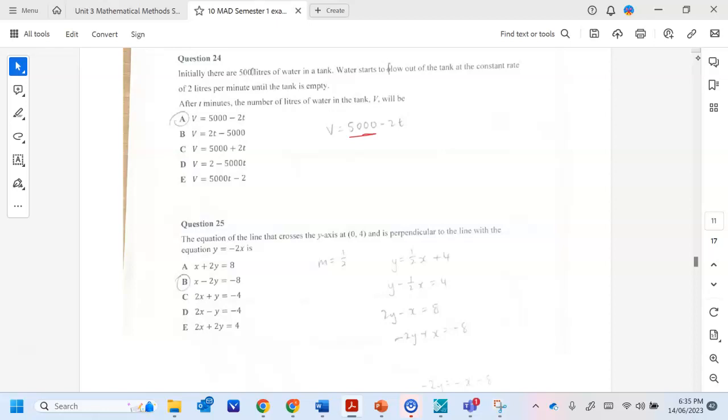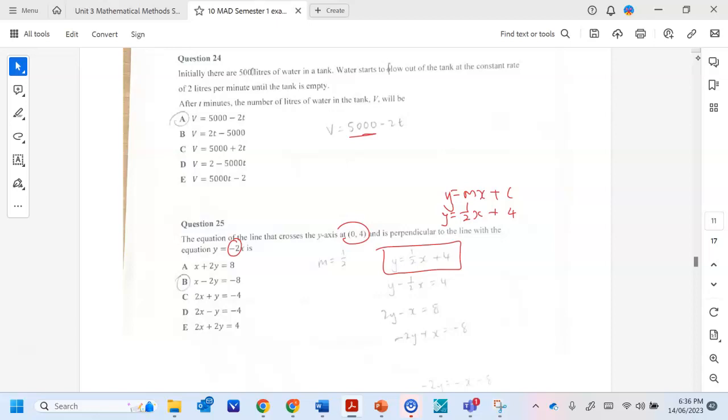All right, question 25, the equation of the line that crosses the x-axis at 0, 4. So in our equation, y equals mx plus c, that tells us our y-intercept is 4. And it is perpendicular to the line with the equation y equals negative 2x. So there's our gradient. So for it to be perpendicular, our gradient is going to be the negative reciprocal of that, which is just a half. So there's our equation, which I've written here. So I don't really need to do any working out. It's told me everything I need to know in the question.